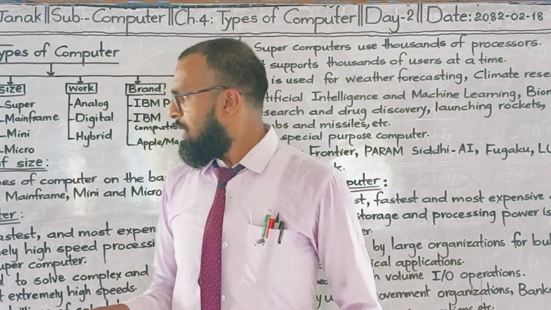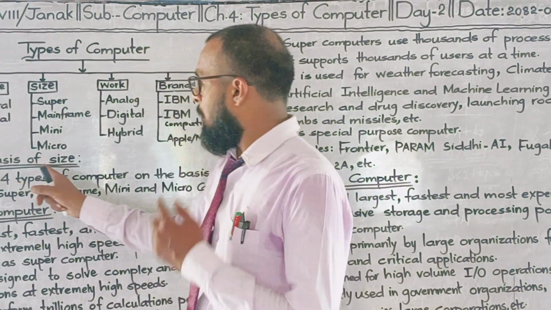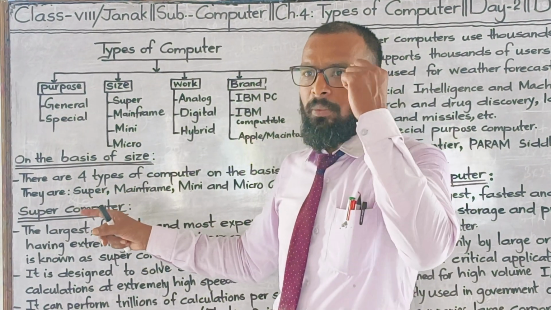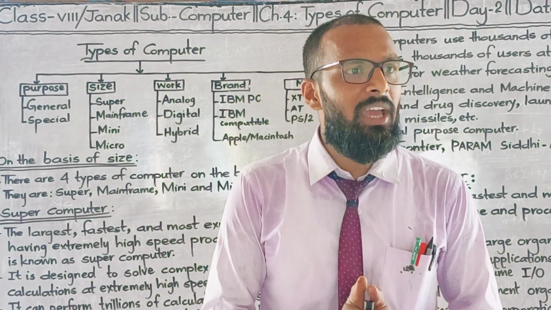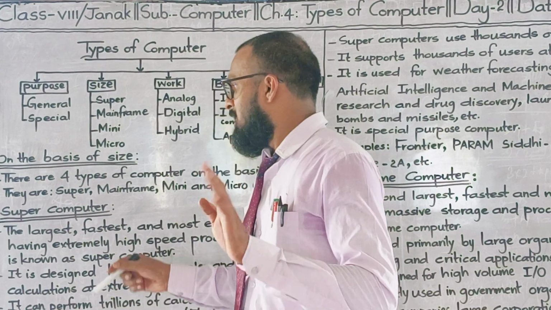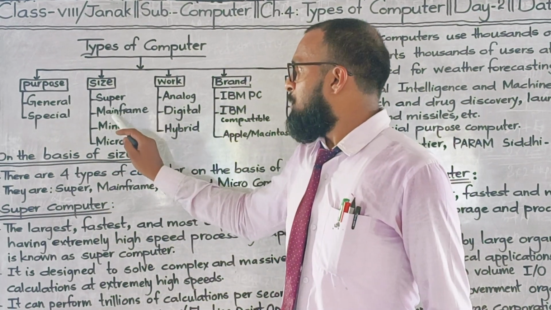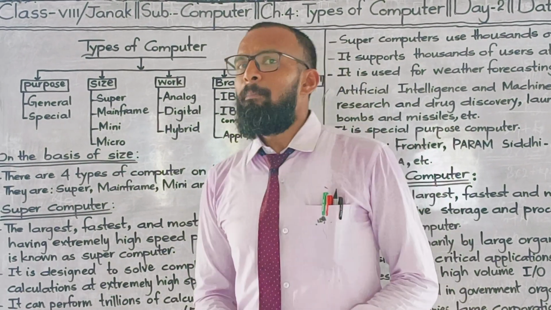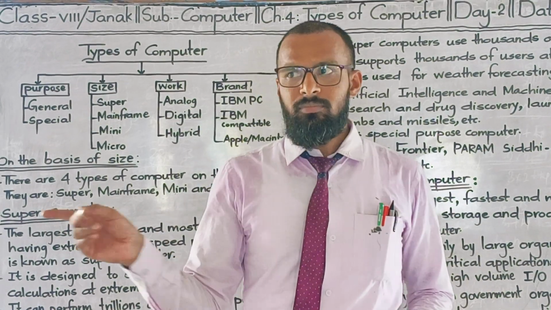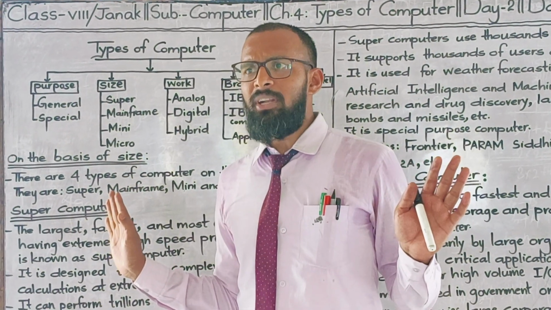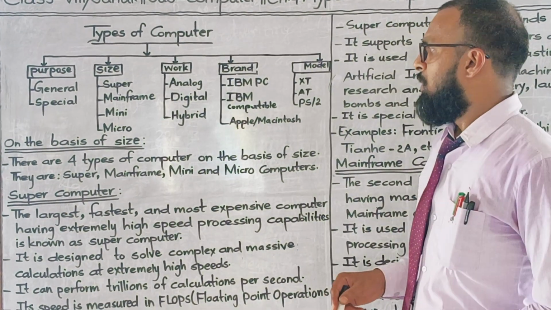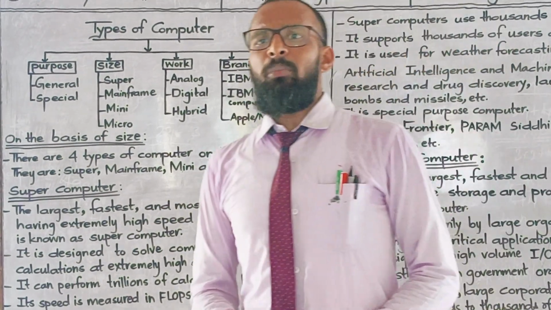But today we are going to discuss on the basis of size. Now tell me once again, how many types of computer are there on the basis of size? Four types: supercomputer, mainframe computer, minicomputer and microcomputer. Have you understood or not? Everyone, have you understood or not? Are you getting my point? Now we are going to discuss about supercomputer.